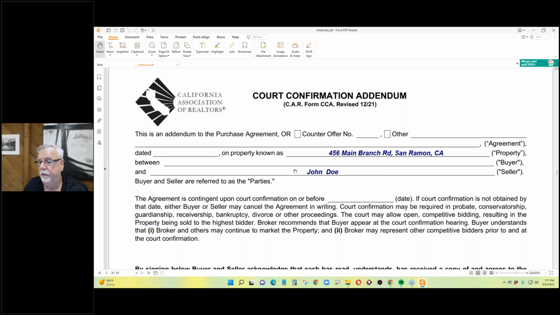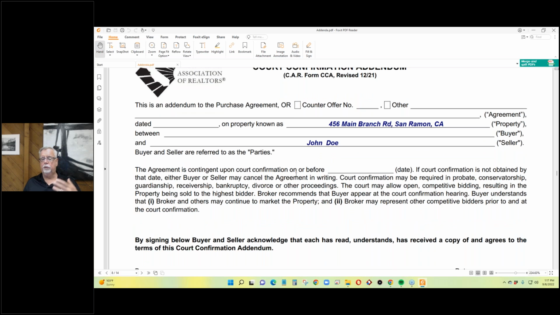But here we go. Court confirmation addendum. Court confirmation could be in probate. It could be if there's a receivership or a conservatorship or something like that, where there is a requirement that the court bless the transaction, this is the addendum you would use. And you would put in, the agreement is contingent upon on or before, you'd put in a date, because sometimes it could go on for a long time, right?